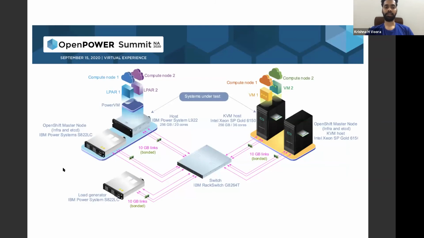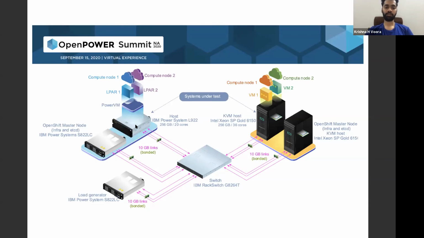So this is a typical topology diagram that we considered and deployed in order to evaluate both Power 9 as well as Skylake systems. Taking a look over here, we have two pure clusters: a Power-only cluster over here and an Intel-only cluster on the right side of the screen. The traffic to both clusters was coming from the same rack switch, and the traffic was generated using the same workload generator, which is an SA22LC powered box.